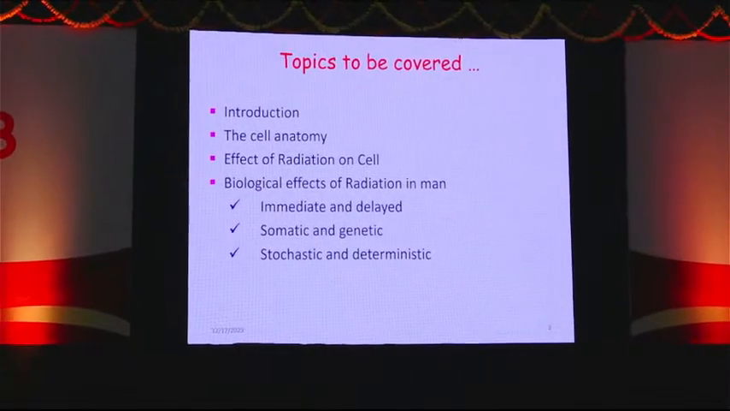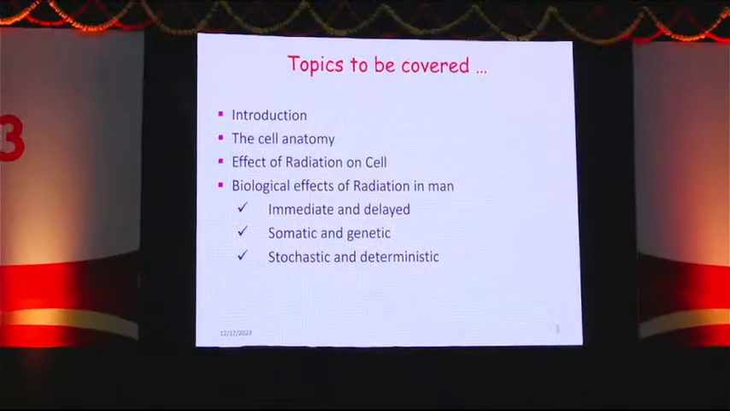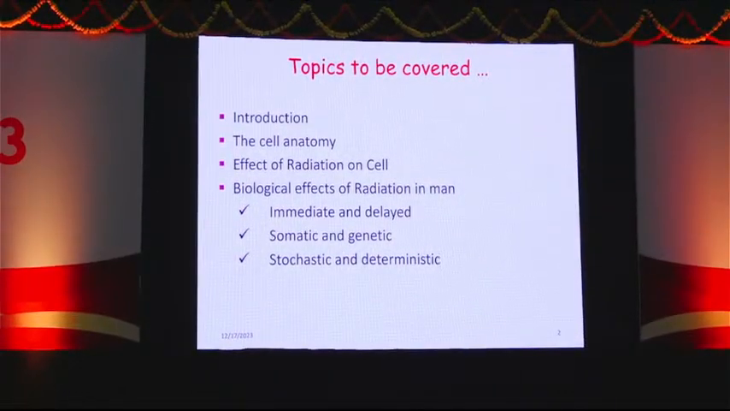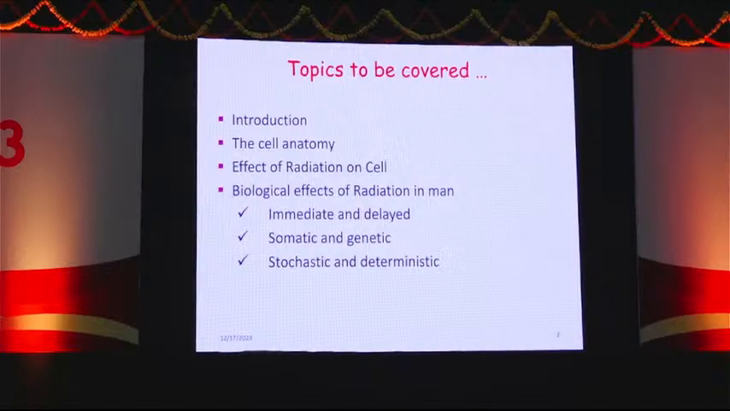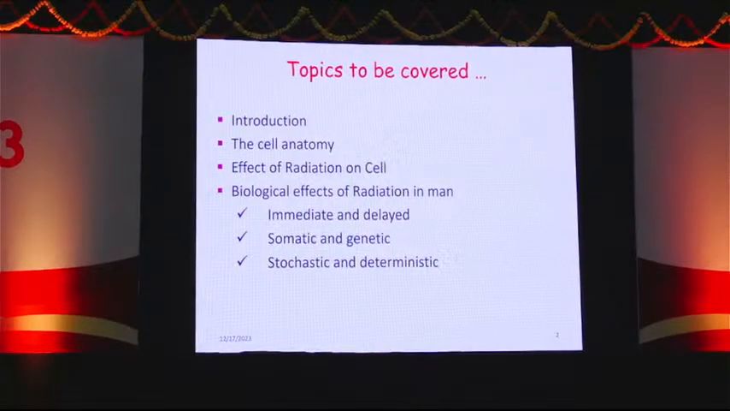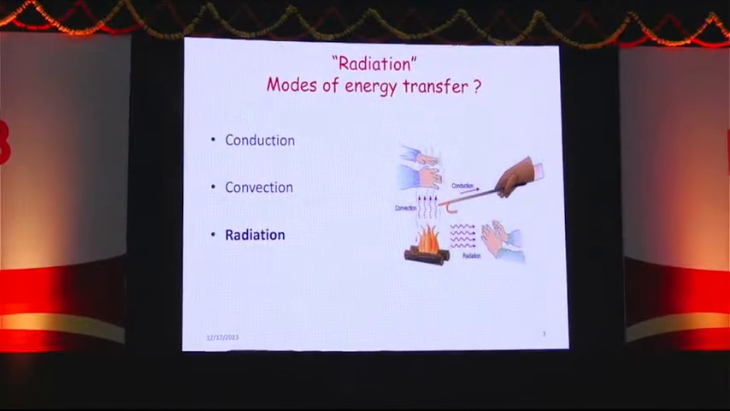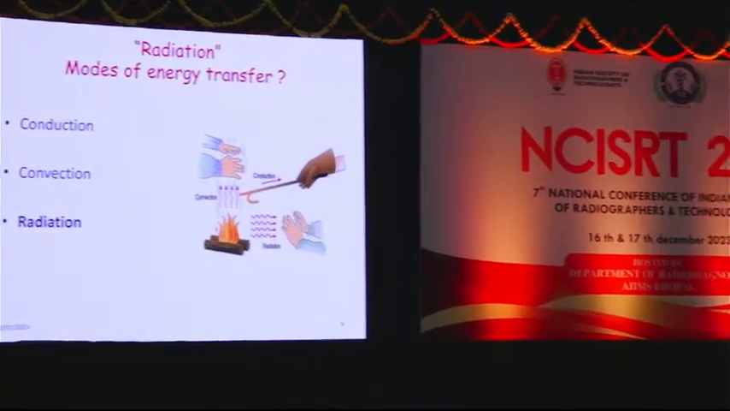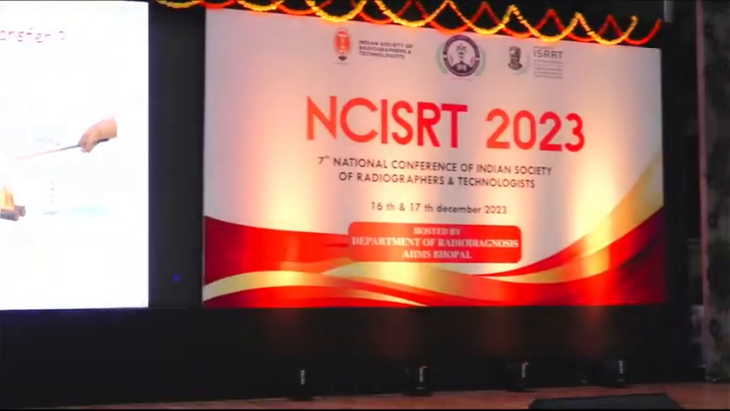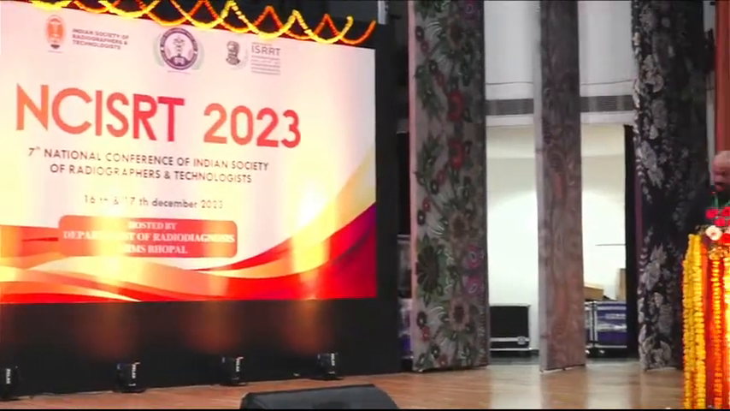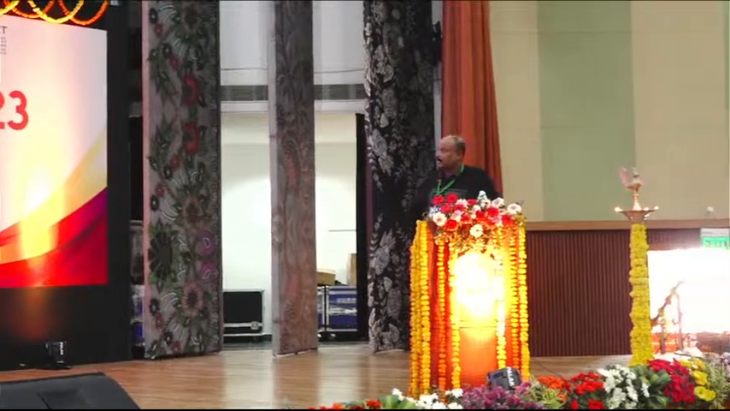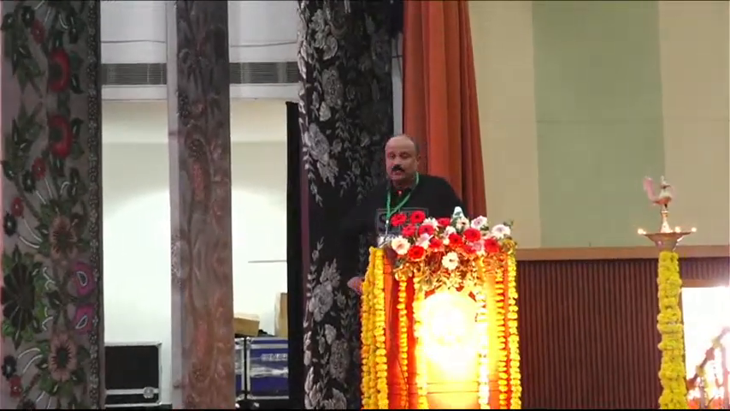The topics I've covered today: first is introduction, the cell anatomy, effects on the cell, and effects on the human body. We all know radiation. What is radiation? Radiation simply is a mode of transfer of energy. We know conduction, convection, radiation, three modes of energy transfer, and radiation is one of them. And what is ionizing radiation? Ionizing radiation is radiation with enough energy to remove a tightly bound electron from one orbit to another orbit.